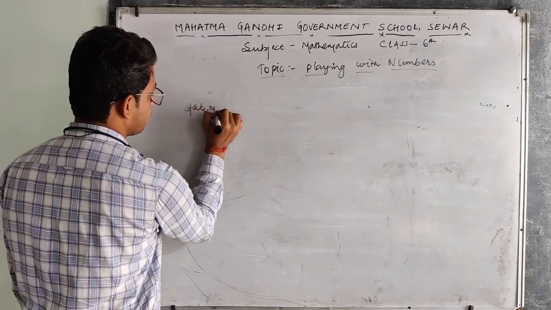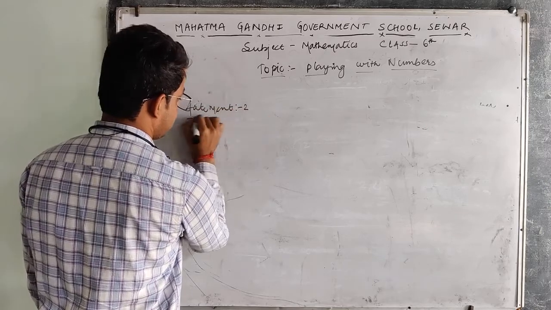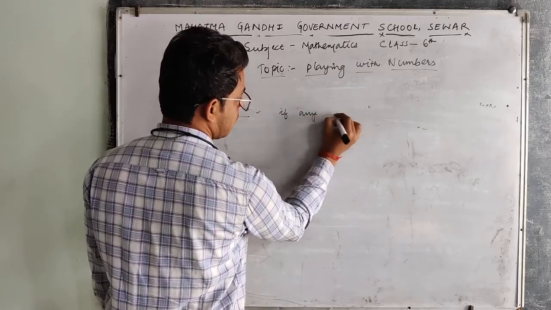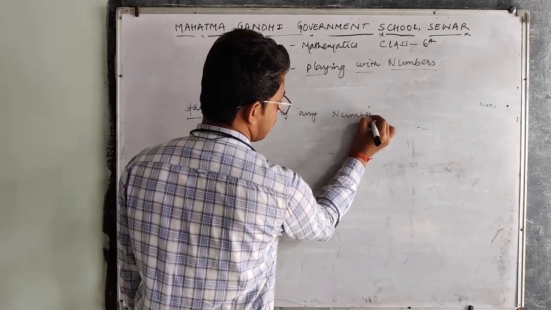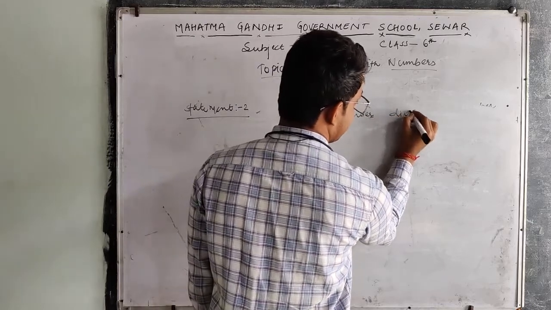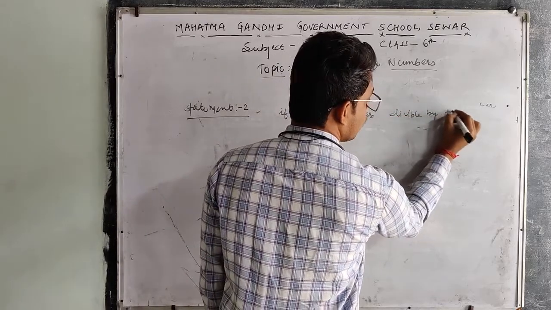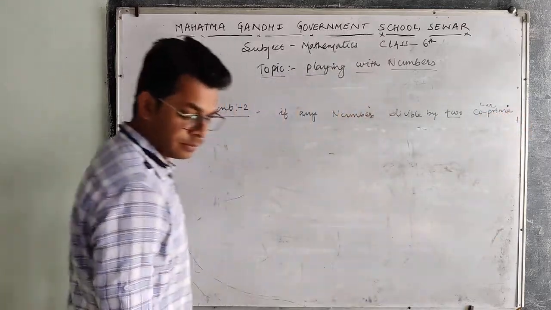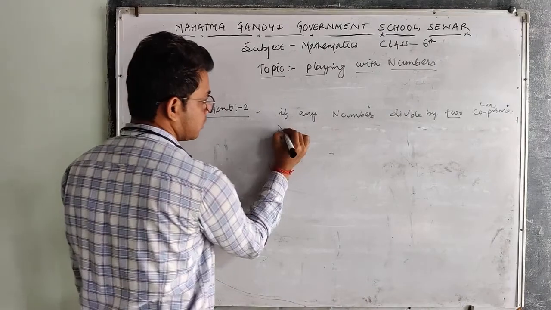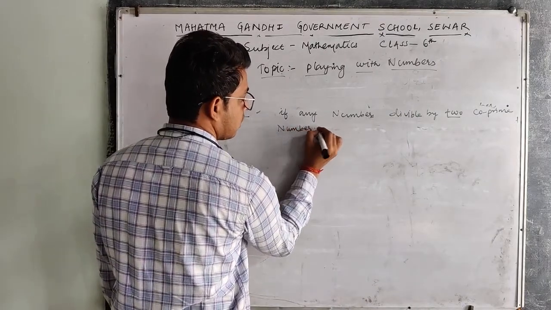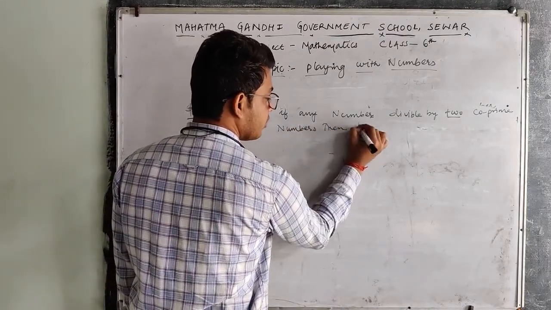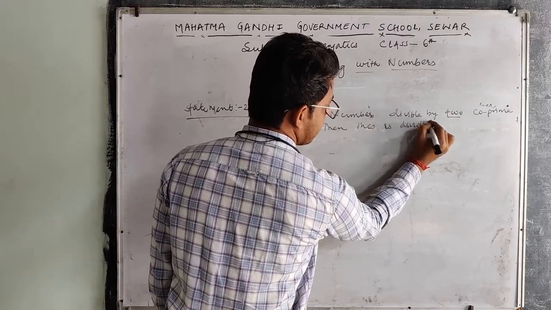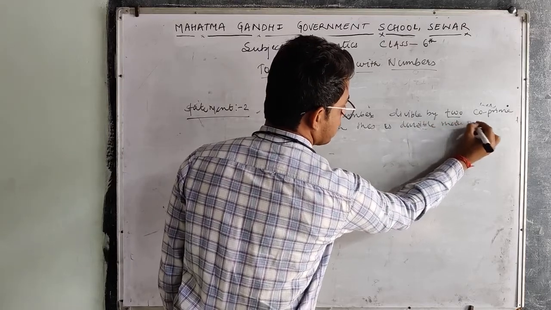Statement 2. If any number is divisible by two co-prime numbers, then this number is divisible by their product also.